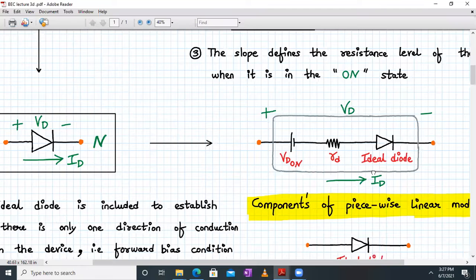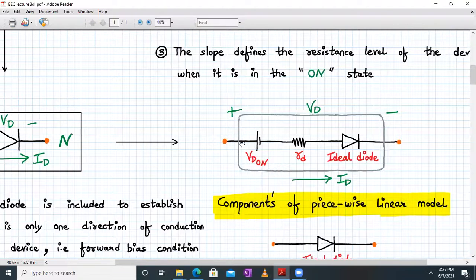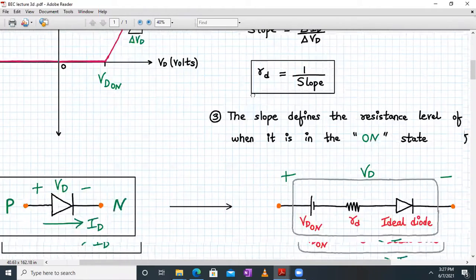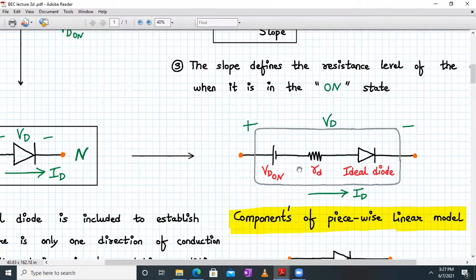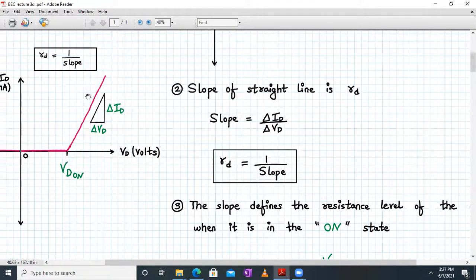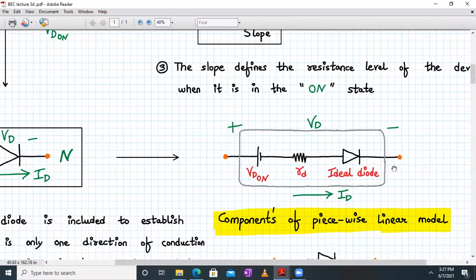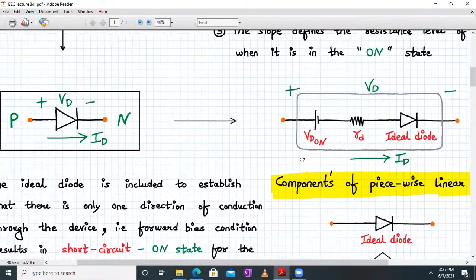And this is the first equivalent circuit. So here are the different components of the piecewise linear model. First we have VD on. Here we have the VD on voltage representing this graph; after the applied voltage reaches VD on, only then does the diode turn on. So that is a battery represented by VD on, and then the resistance RD. The resistance of this line after VD on has been reached, where the current increases linearly with the voltage, is represented by the RD resistance. And then we have an ideal diode. We'll discuss these components one by one.